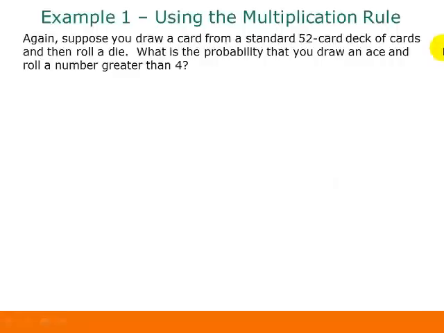Here's an example of using the multiplication rule. Again, suppose you draw a card from a standard 52 deck of cards and then roll a die. What is the probability that you draw an ace and roll a number greater than 4?